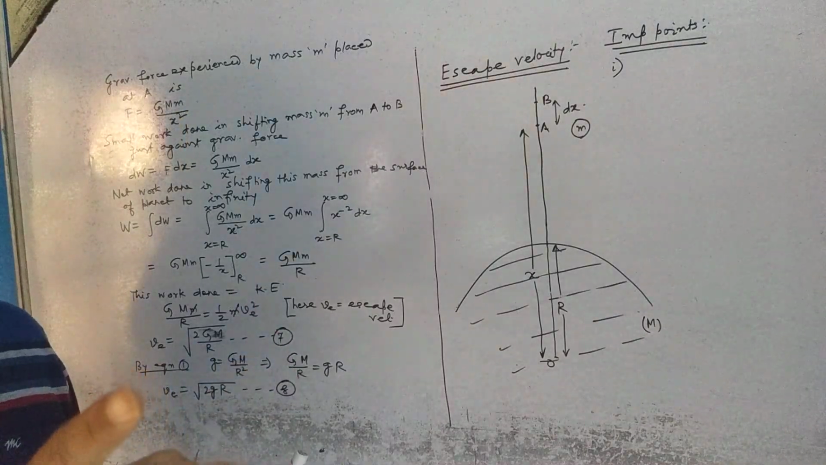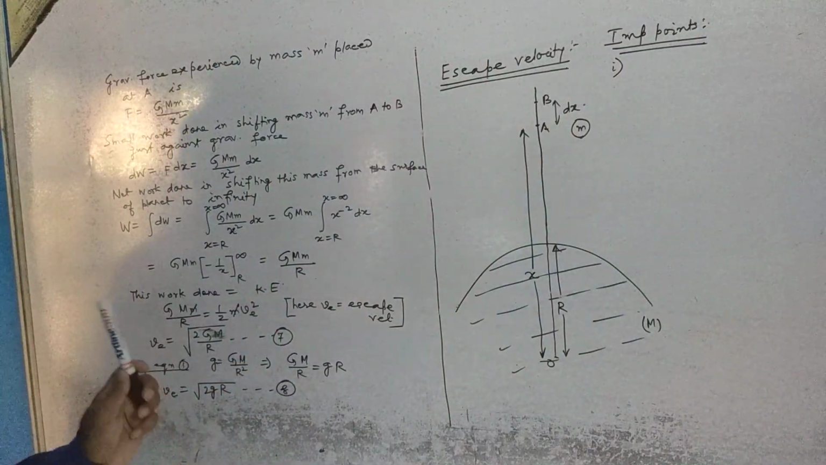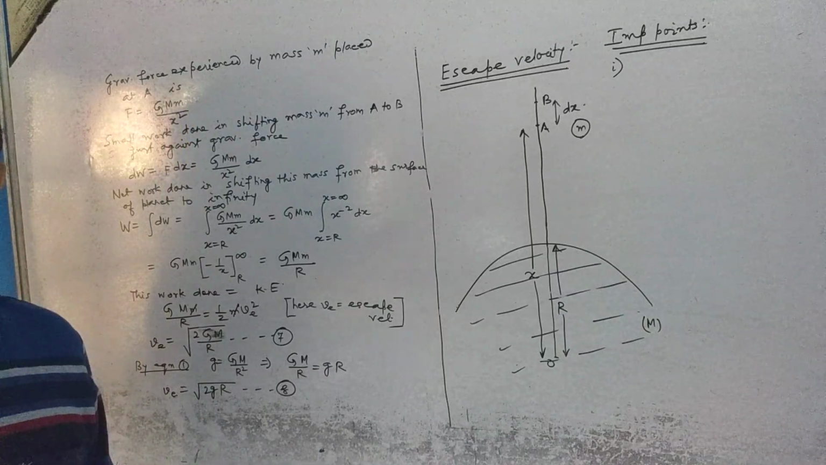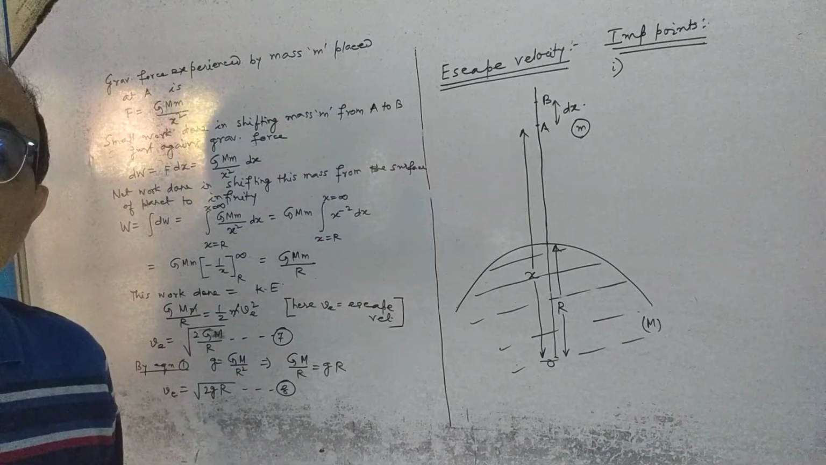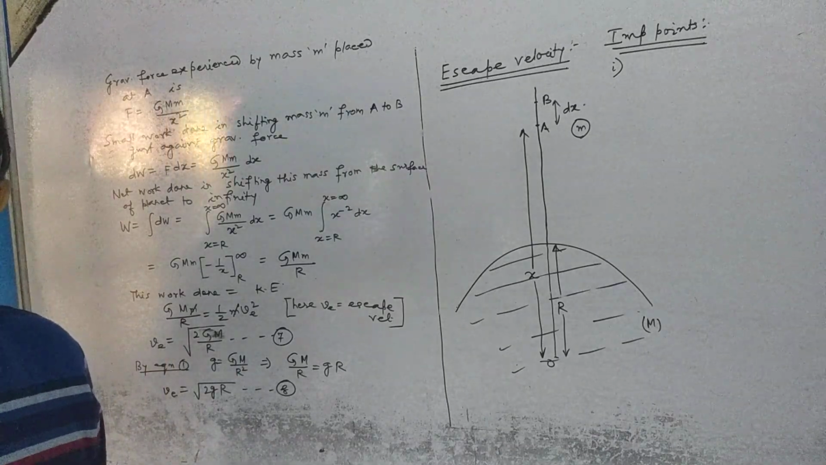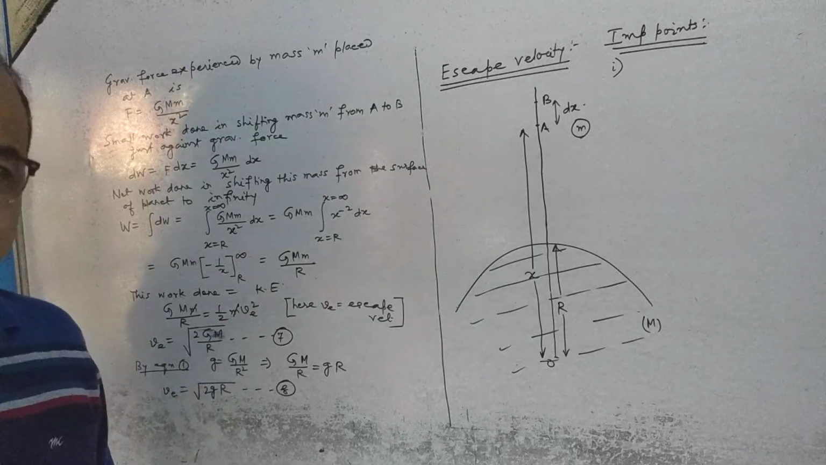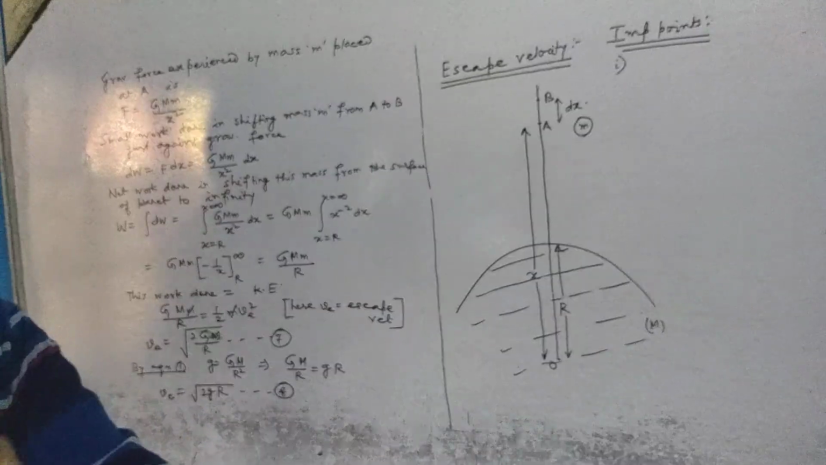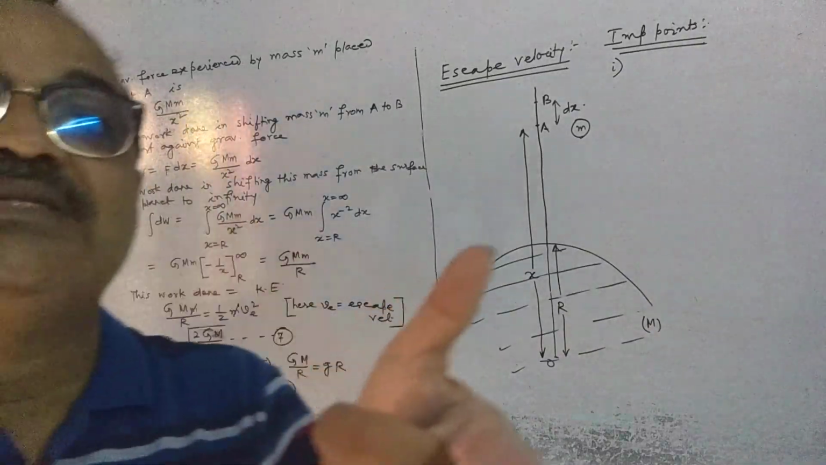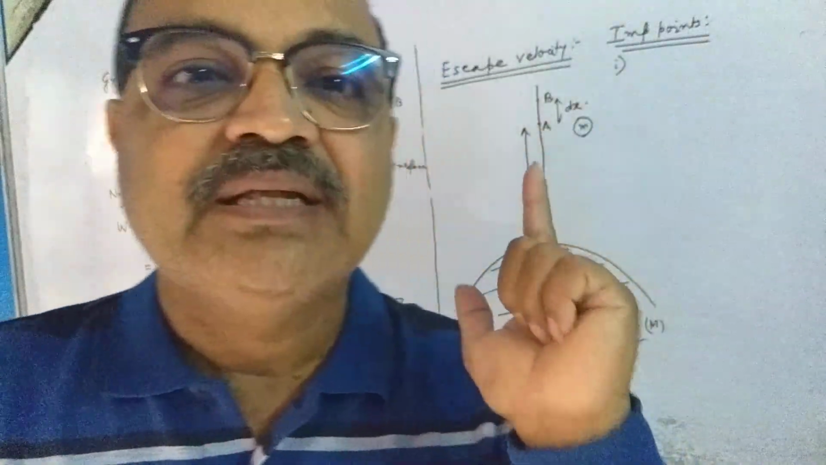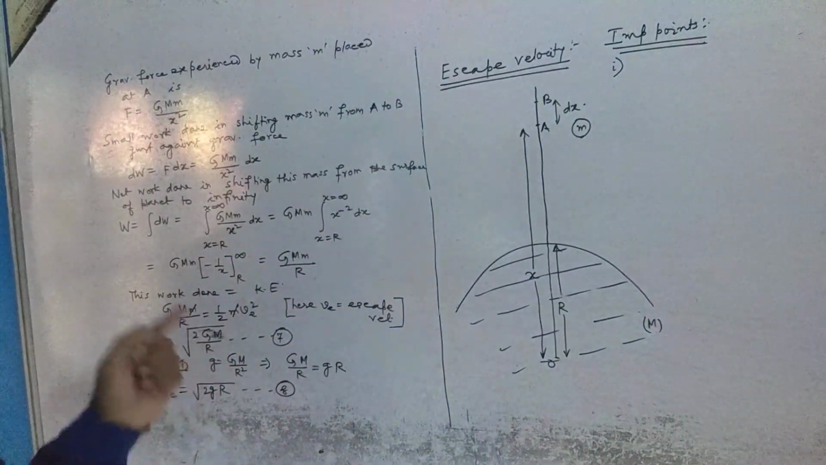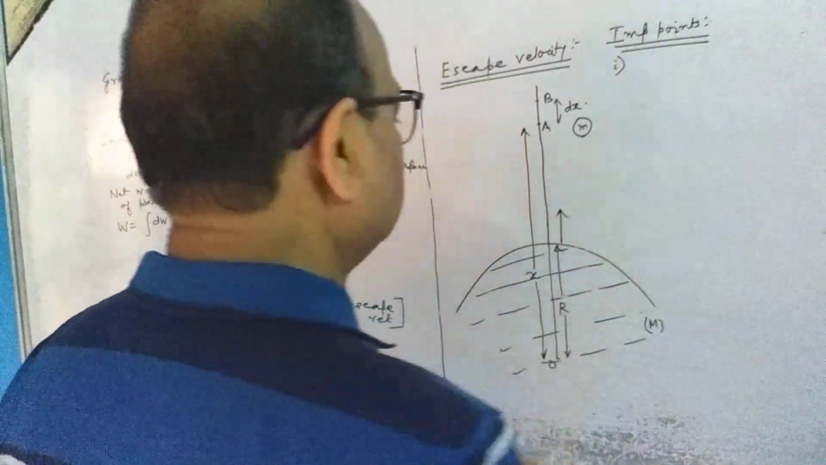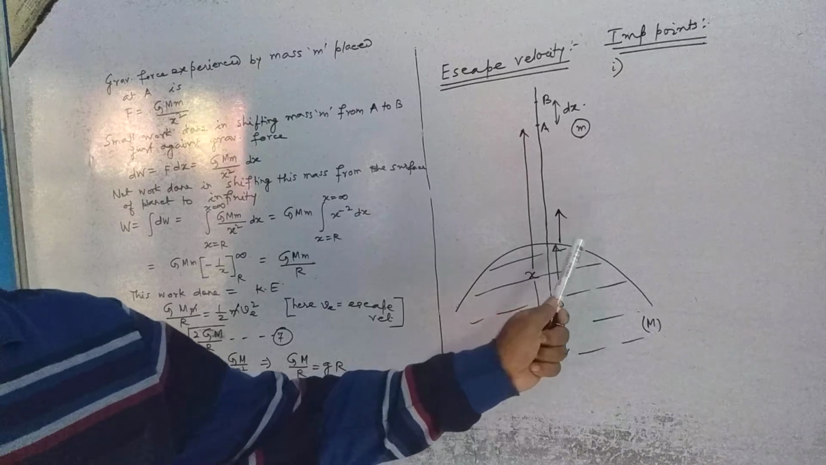It is clear that the escape velocity from the surface of the planet does not depend upon the mass of the body to be thrown, but it depends upon the mass of the planet. That is what we are getting from equation 7. That means equation 7 indicates what? It indicates that the escape velocity from the surface of the planet, from here it will be thrown from the surface of the planet.